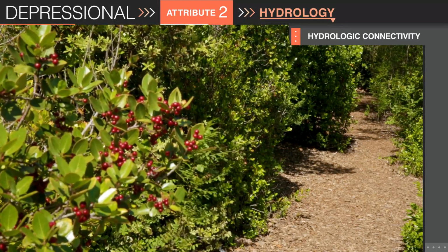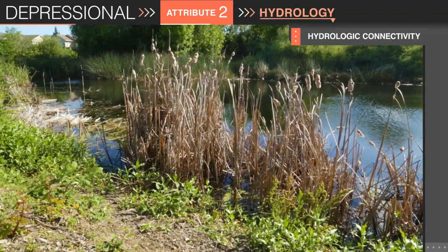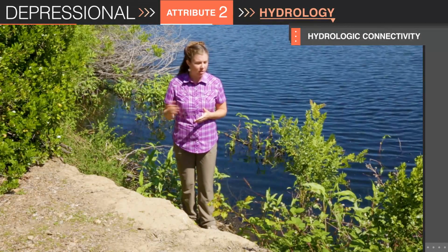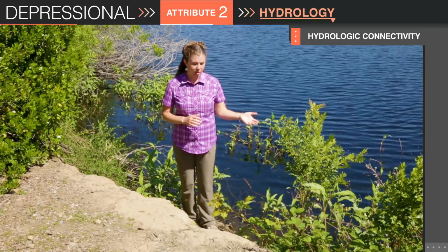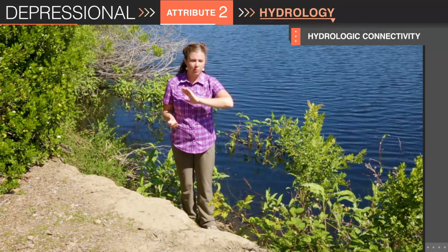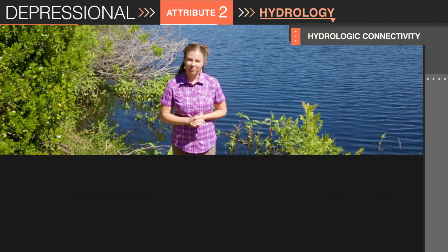To assess this metric, you look at the perimeter of the entire wetland that you're assessing and estimate the proportion of the boundary which either has a transition zone or does not have a transition zone, as we see here. So this portion of the wetland would be measured as lacking that transition zone.